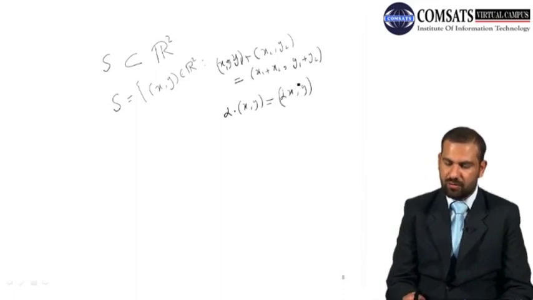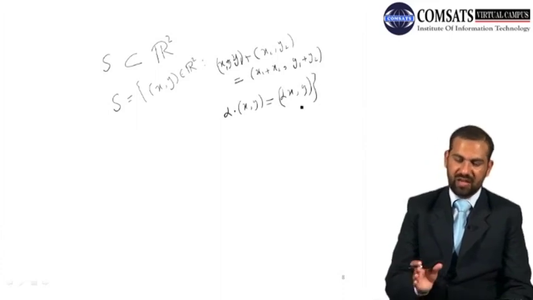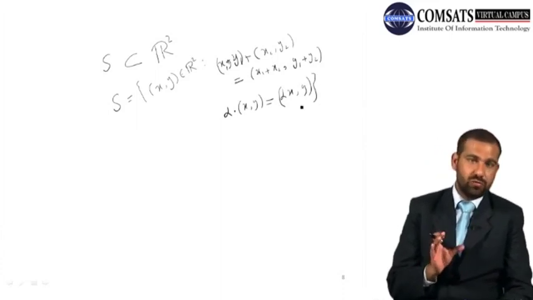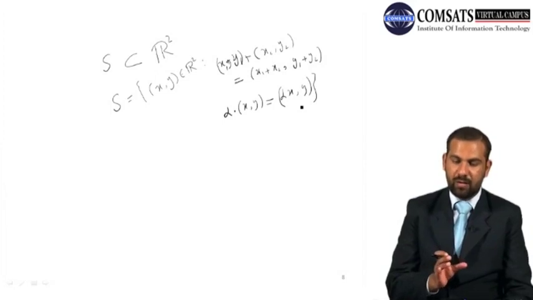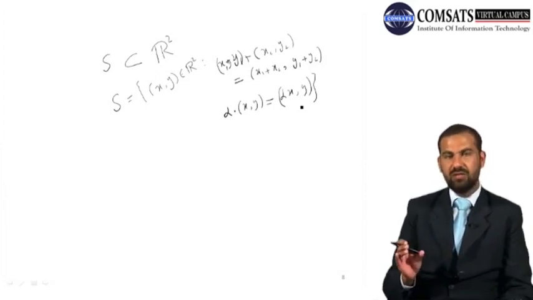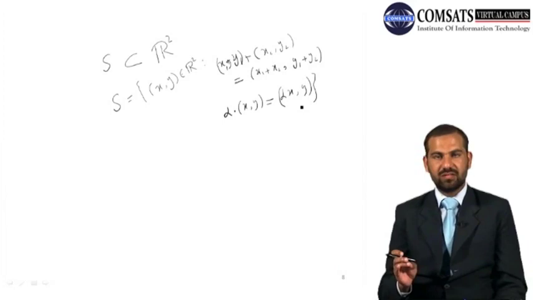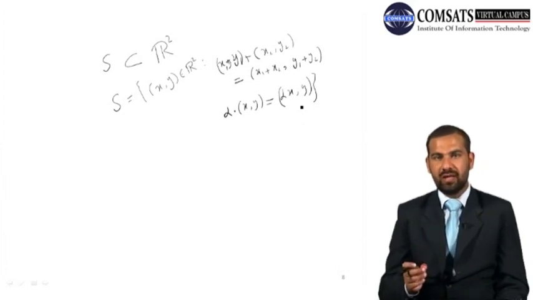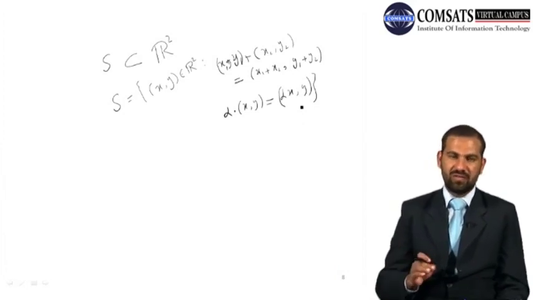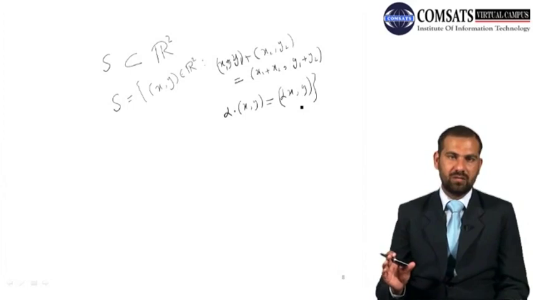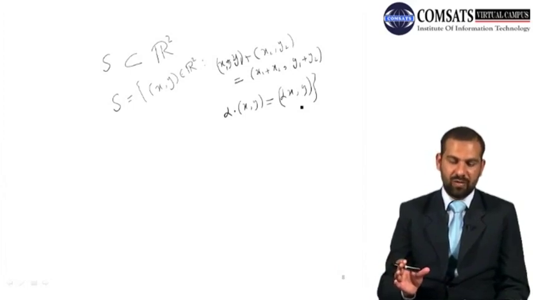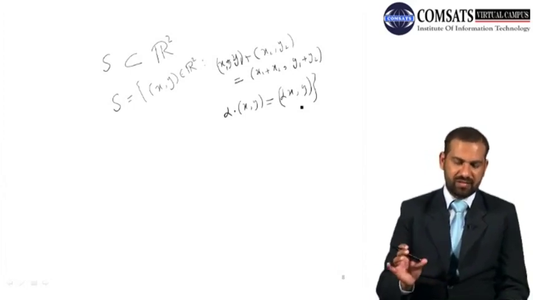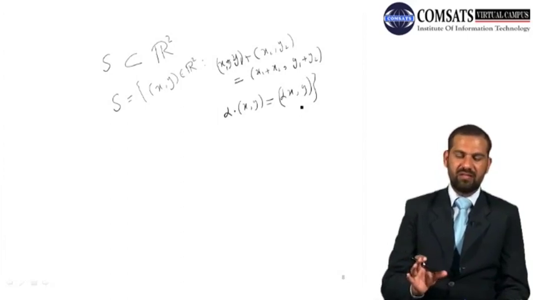So it is the collection of all those elements with the property that if you add two vectors, their sum is equal to (x1 + x2, y1 + y2), and whenever you multiply alpha with any vector, it is multiplied only with the first component, not with the second component. This is the addition way and this is the scalar multiplication whenever we define this set.